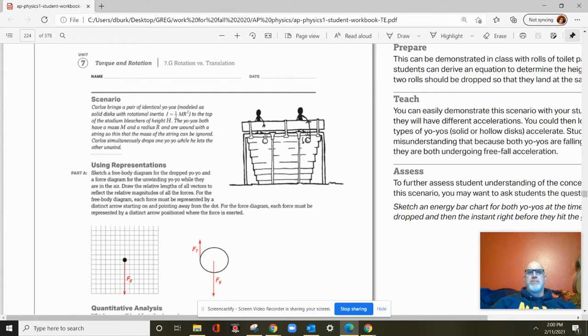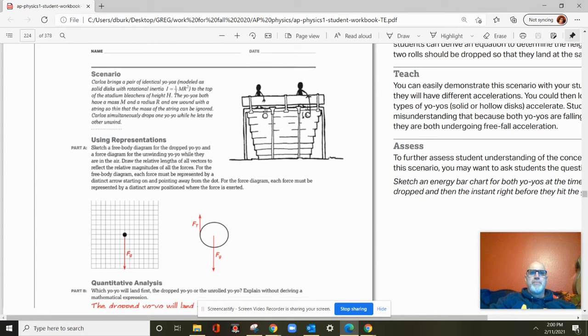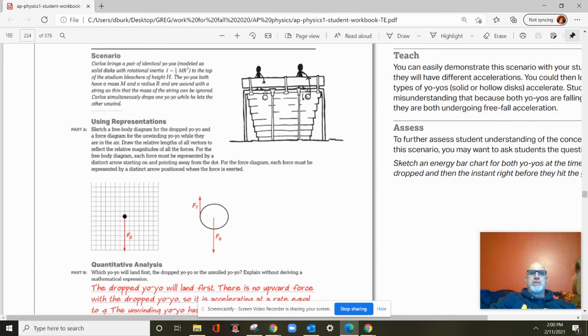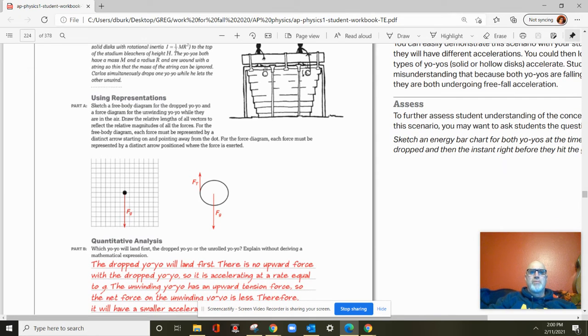Carlos has got a pair of yo-yos, and they're modeled as solid discs with the rotational inertia of 1/2 mr squared. We're at the top of the stadium bleachers. They have a mass M and radius R, wrapped around with a string, and the mass of the string can be ignored. He drops one yo-yo while he lets the other one unwind. So sketch a free body diagram for the dropped yo-yo. So that's this drawing over here.